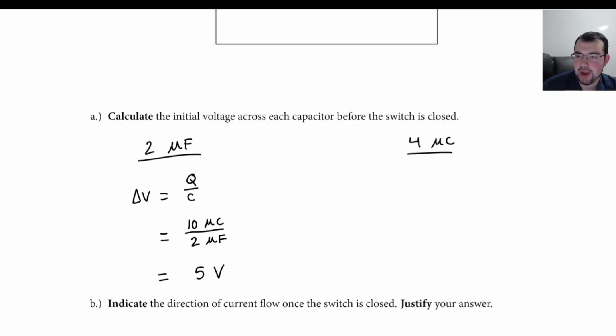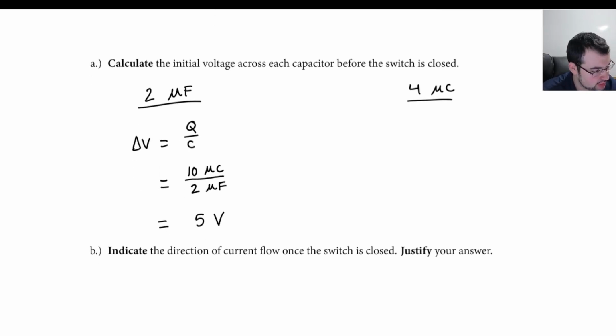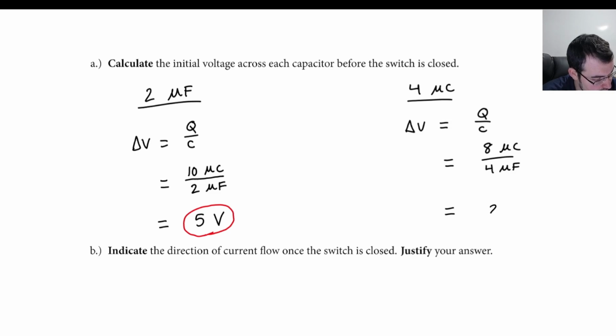Notice it's not 5 microvolts, it's 5 volts. Because the top one is 10 times 10 to the minus 6. The bottom one is 2 times 10 to the minus 6, so 10 to the minus 6 cancels out. And now we see a similar idea. Delta V is Q over C for the 4 microfarad. And I do believe this is 8, because that would make my numbers work out nicely. So we get 2 volts initially across this.